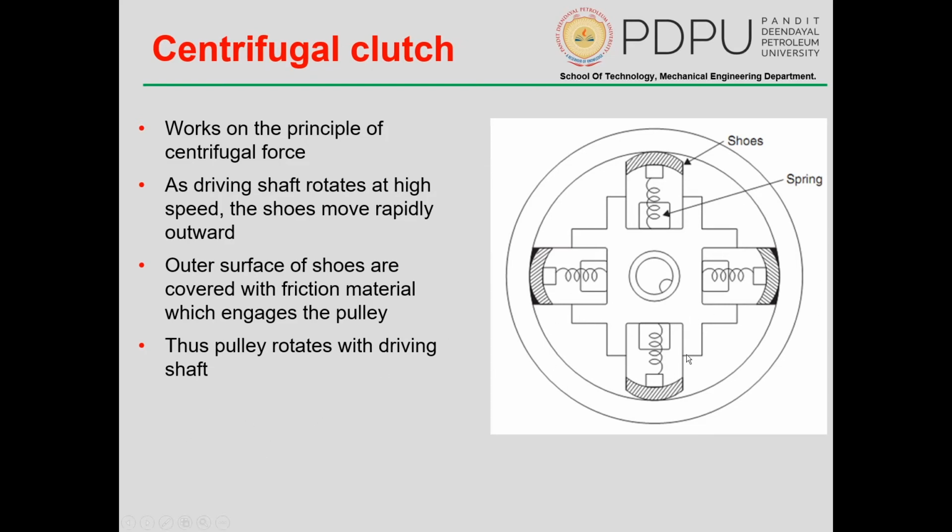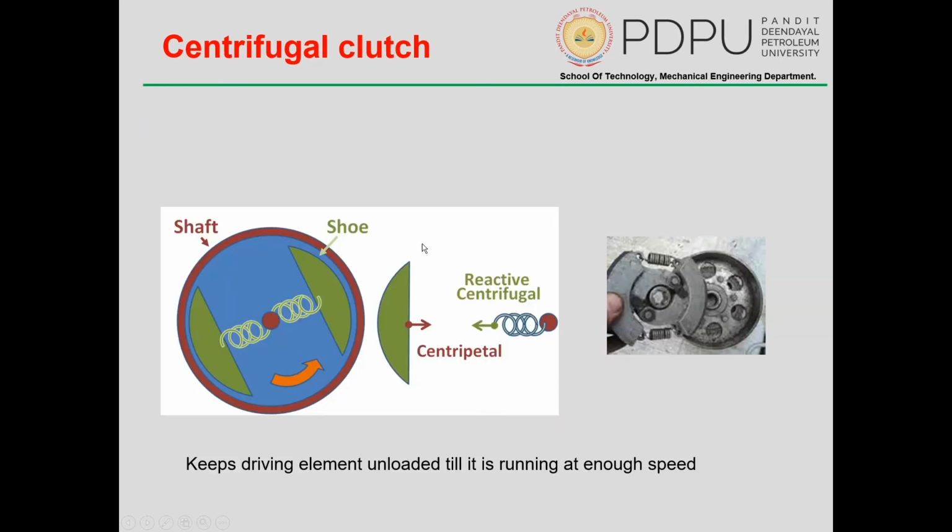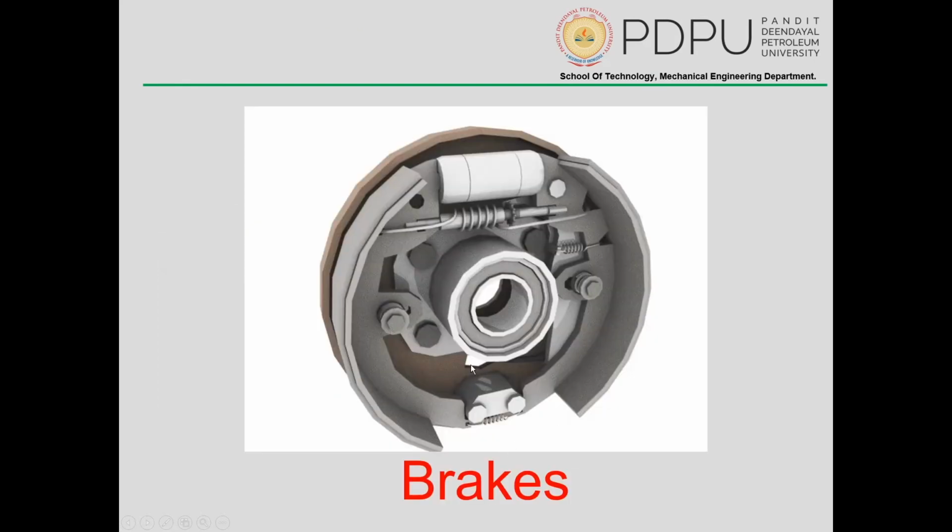Now here what they are showing is the shoe and the spring. In between you can see the friction material. When the rotation occurs, with the help of centrifugal force these are pushed upwards, causing the top part also to be connected with one another, connecting both the driver and the driven, and starting the motion. This is just to show a few examples of the centrifugal clutch. We have the shaft, we have the shoe, and the centrifugal force will cause this shoe to be connected to the shaft.